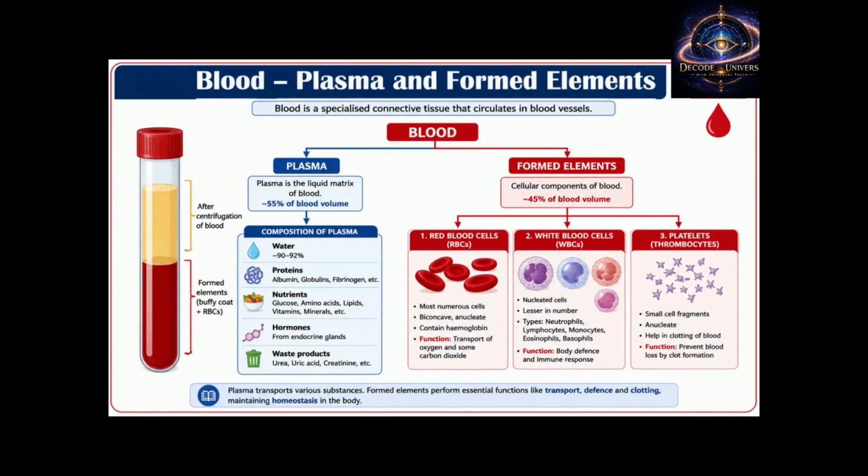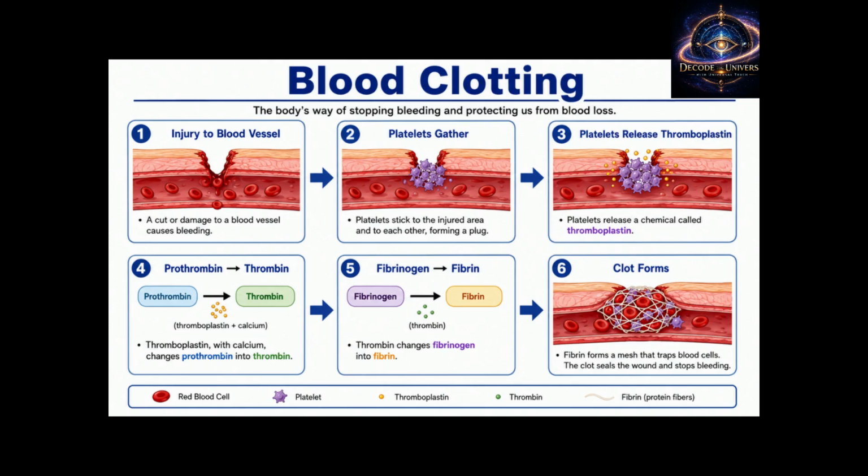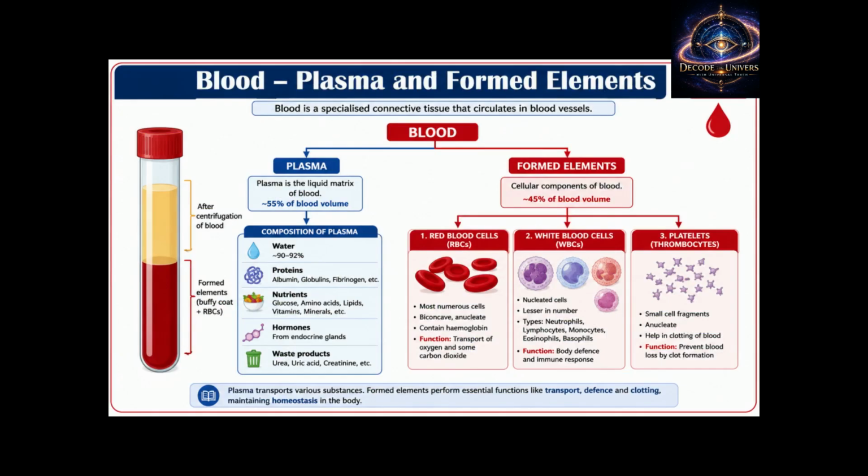Q4. What are the major plasma proteins? Fibrinogen, globulins, and albumins. Q5. What is the function of fibrinogen? Fibrinogen helps in clotting of blood. Q6. What is serum? Plasma without clotting factors is called serum.